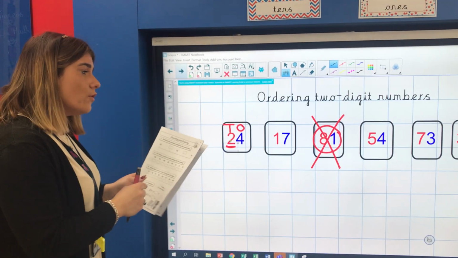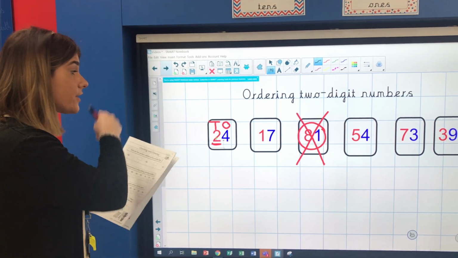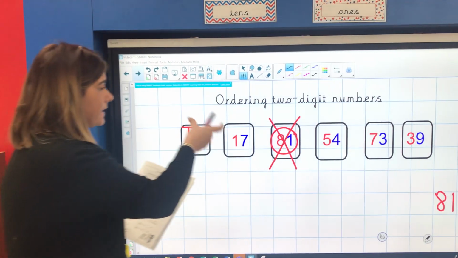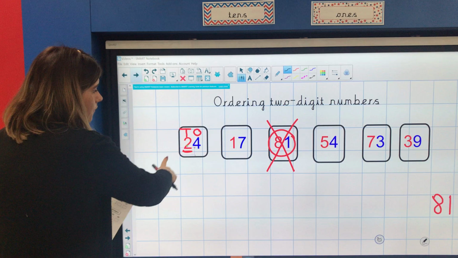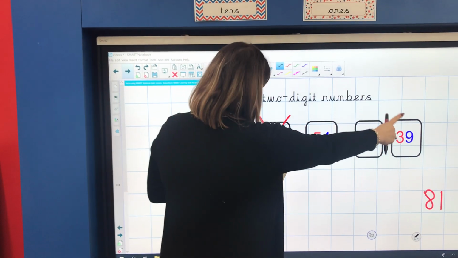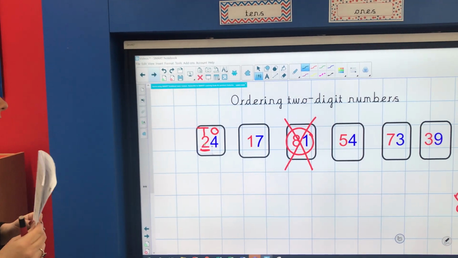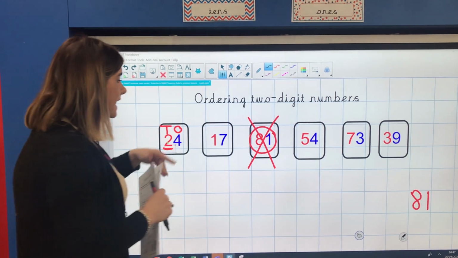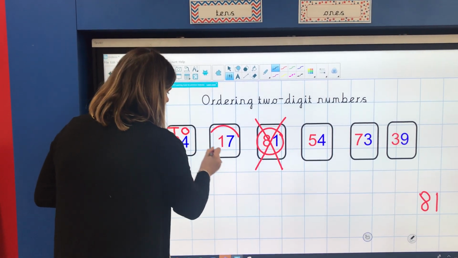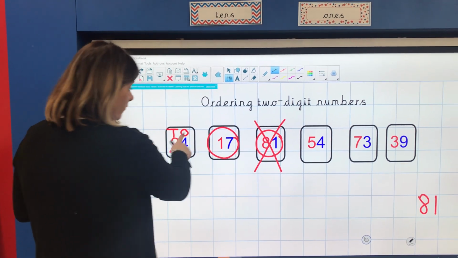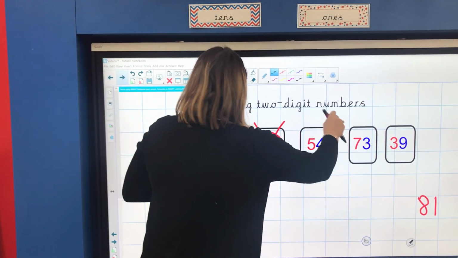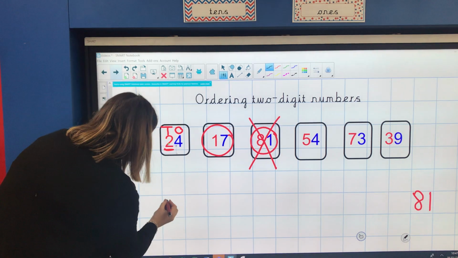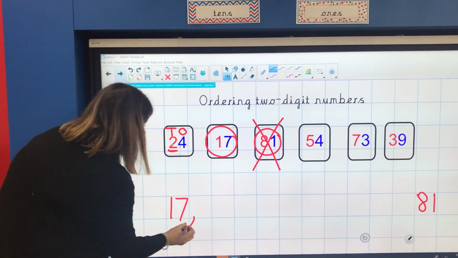But we want to put the numbers in order from smallest to largest. So now I'm going to look for the smallest number first. Which number has got the smallest amount of tens? Is it 24, 17, 54, 73 or 39? You should have said with your grown-up, the smallest amount of tens is 17 because it's only got 1 ten. Although it's got 7 ones, which is more ones than this number and this number, it's still the smallest because we're looking at how many tens it's got.